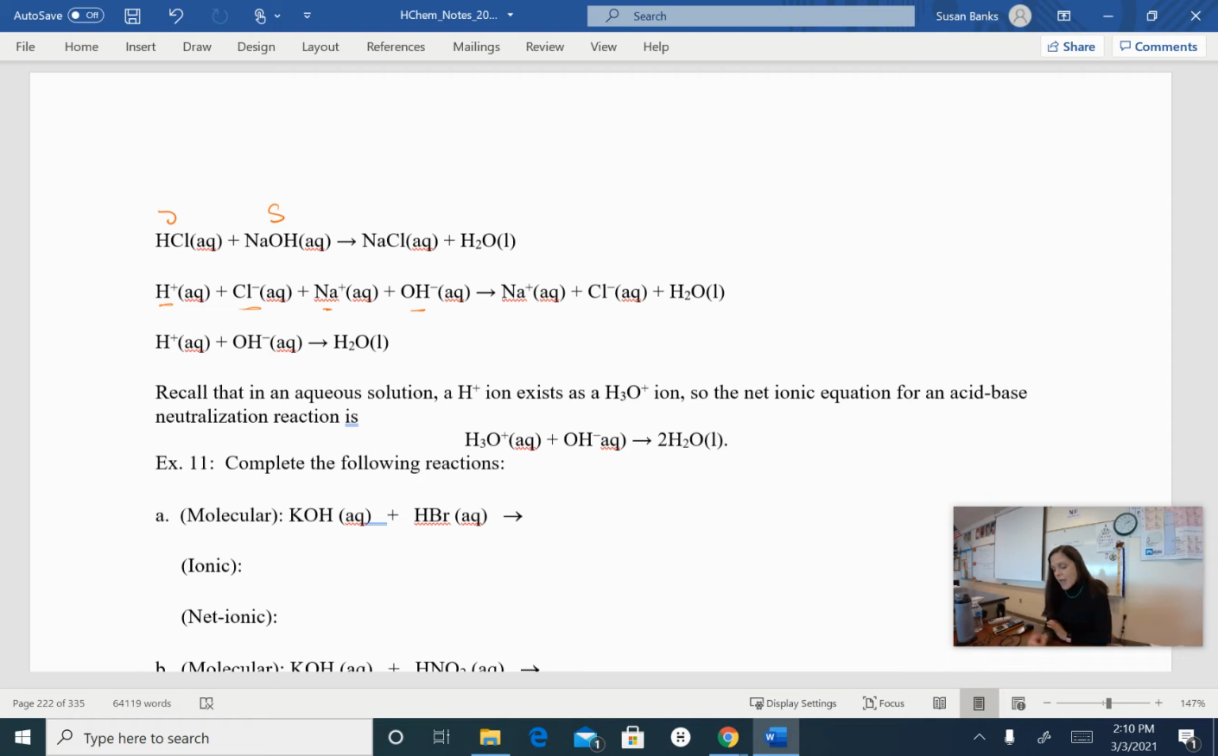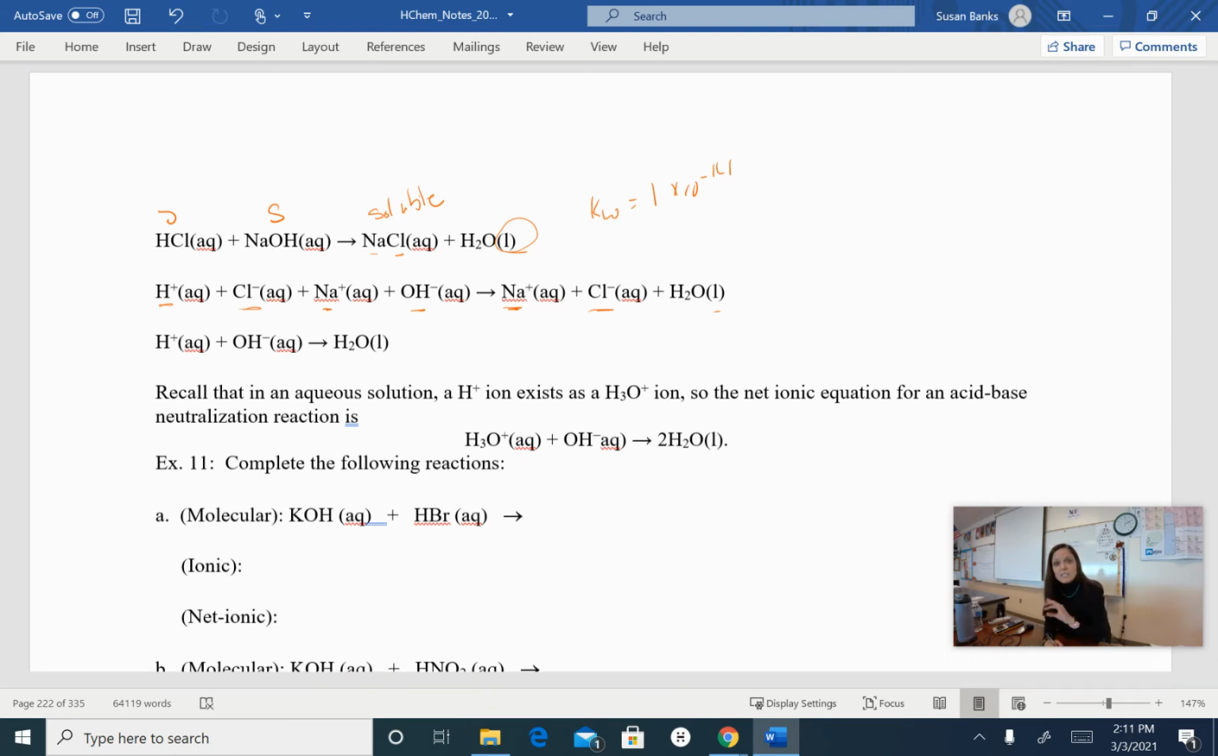And then on the opposite side, I have sodium chloride, which is soluble. Because it is soluble, you might want to look at your solubility charts. It's also going to be individual ions. And water, liquid, we know that doesn't dissociate very well. The dissociation constant for water is 1 times 10 to the negative 14. So it's going to stay together a lot more than it dissociates. So we're going to have liquid water.